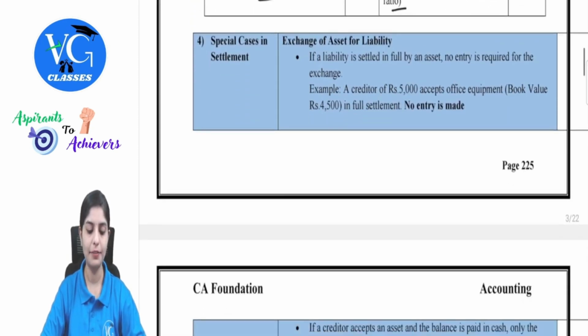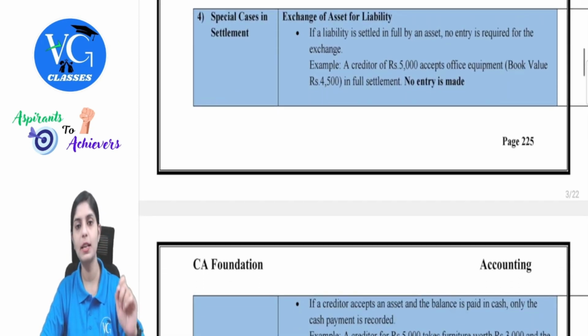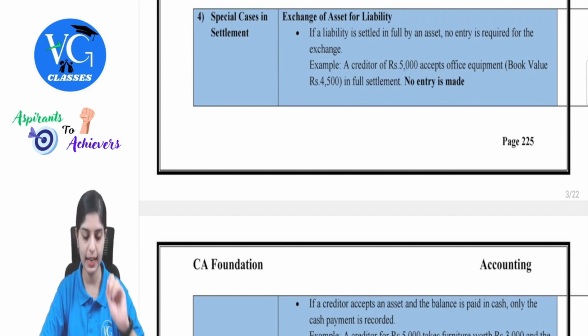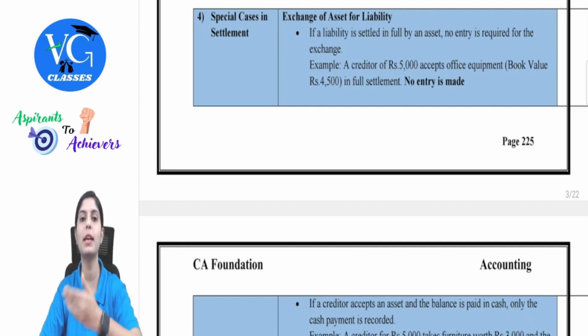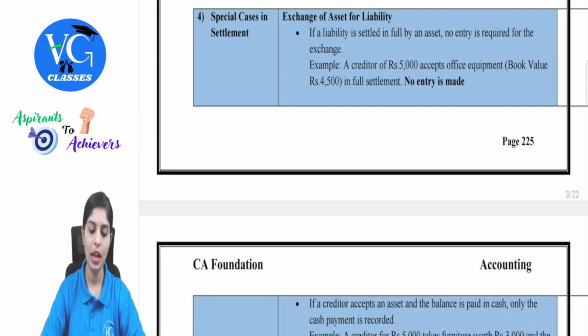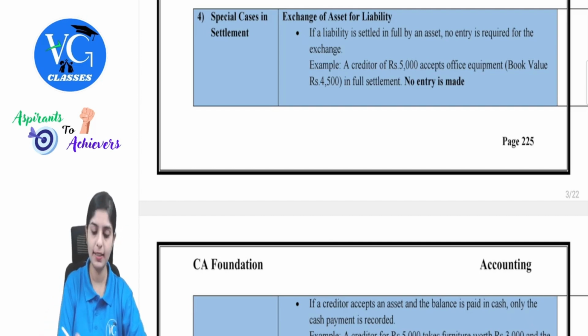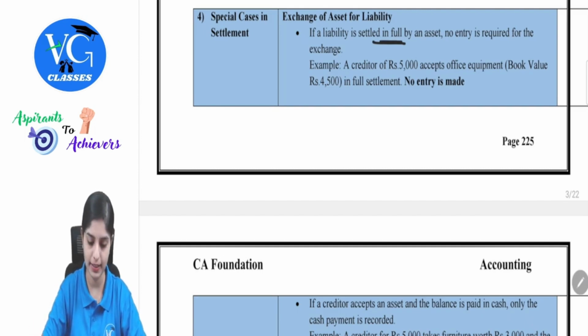Moving further, after understanding realization, there are some other points which need to be taken care of. Let's understand that. Special cases in settlement. In settlement, you have the amount realized from sale of assets at the time of paying the liabilities. Exchange of asset for liability. If a liability is settled in full by an asset, that is, the complete value of the liability is taken care of by the asset, no entry is required for the exchange.